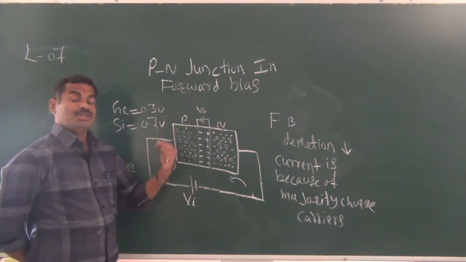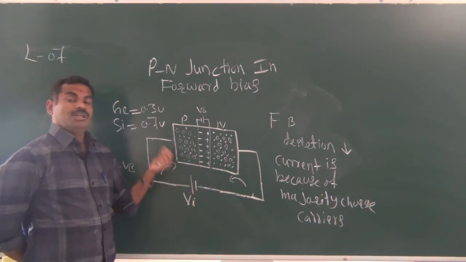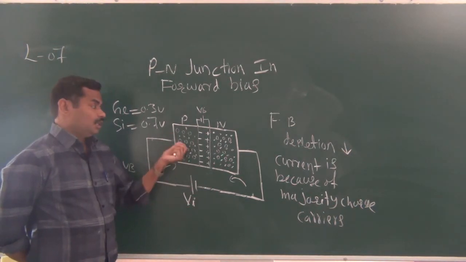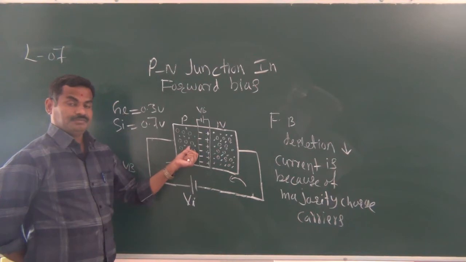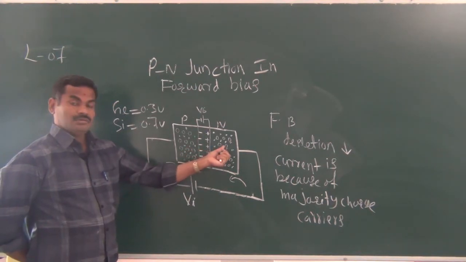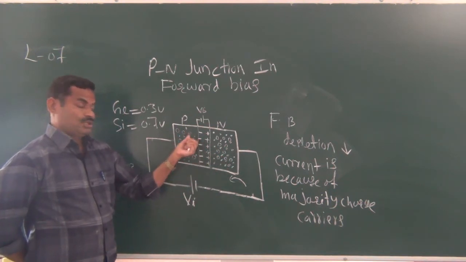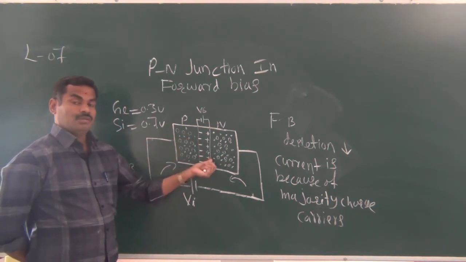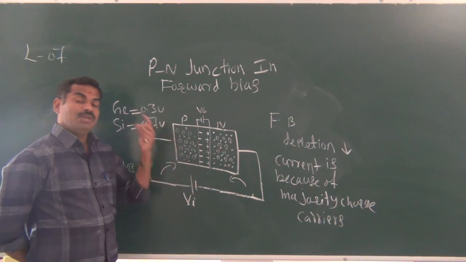Because of that energy, it will once again break the covalent bonds. As we know, whenever a covalent bond breaks, we get an electron-hole pair. The electron moves towards the N side and the hole moves towards the P side. The electron in the N side, if it moves towards the P side, will recombine with a hole. Because of recombination, it gets some energy, and because of that energy you can break the covalent bonds.